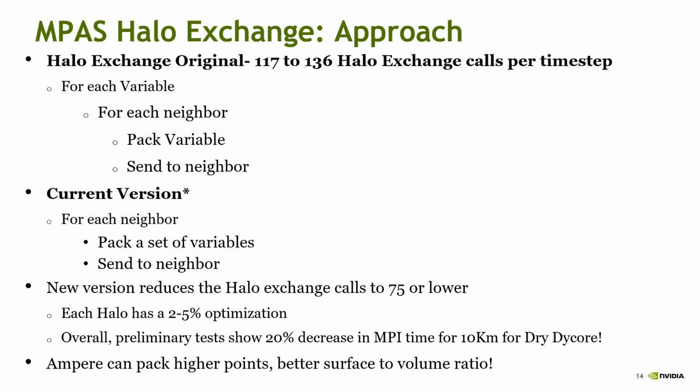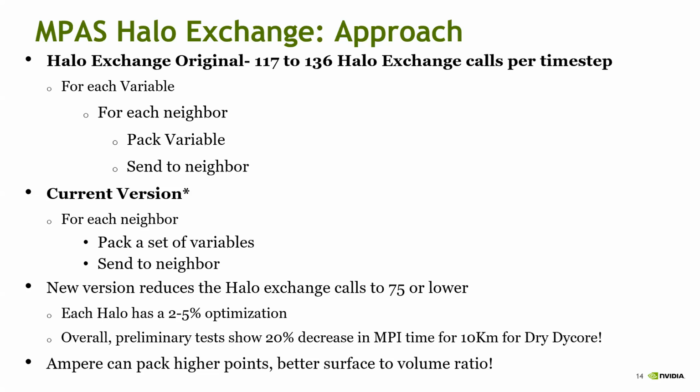44%. The current version, where we are rewriting it, is where we say for each neighbor, pack a set of variables and send it to that particular neighbor, which is way more efficient. However, in the current version, we're not able to do it for all of the 117 Halo Exchanges. We're only able to do that for a limited set without modifying the core code inside MPAS.